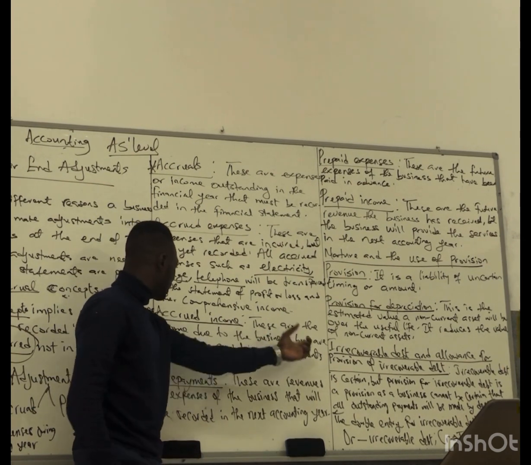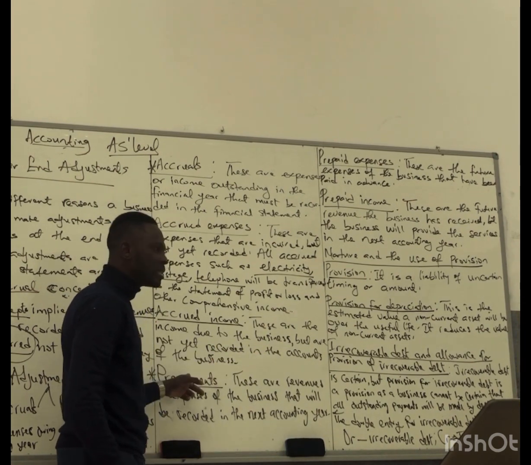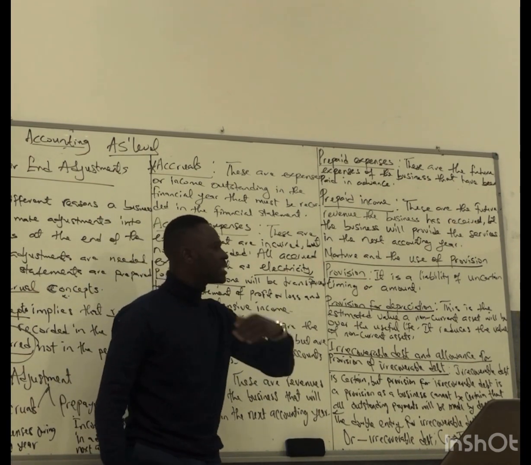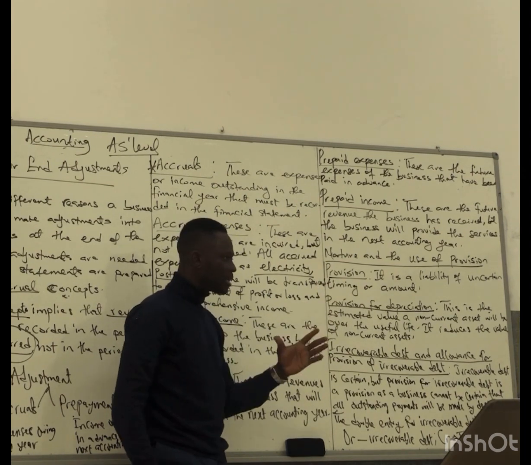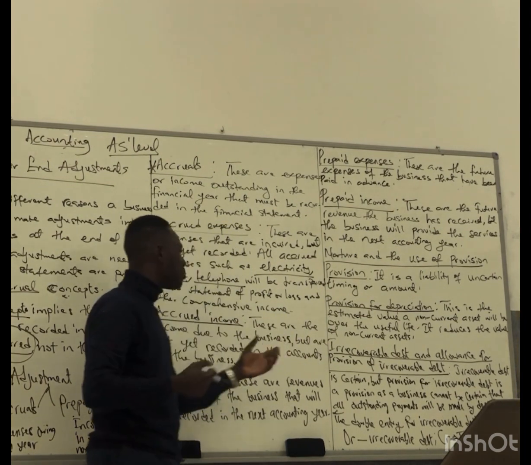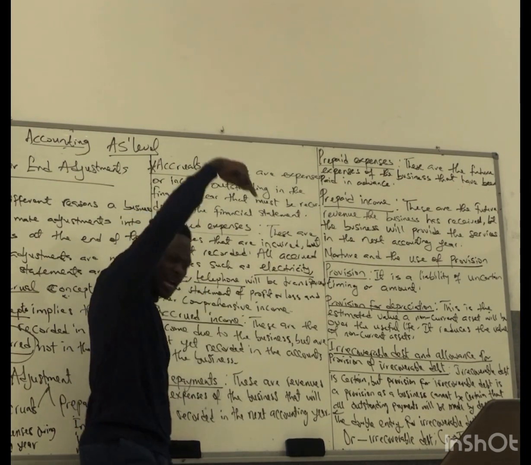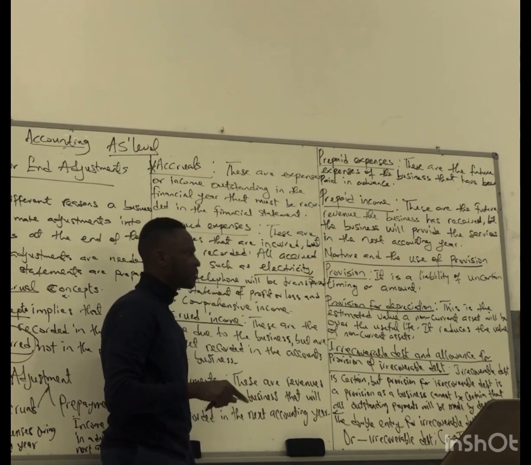Accrued income. These are income due to the business, but are yet to be recorded in the accounts of the business. Here, you are giving services to different people or customers, but they've not yet paid for. And you have not recorded them in your financial year. Both of these must be recorded in this financial year.